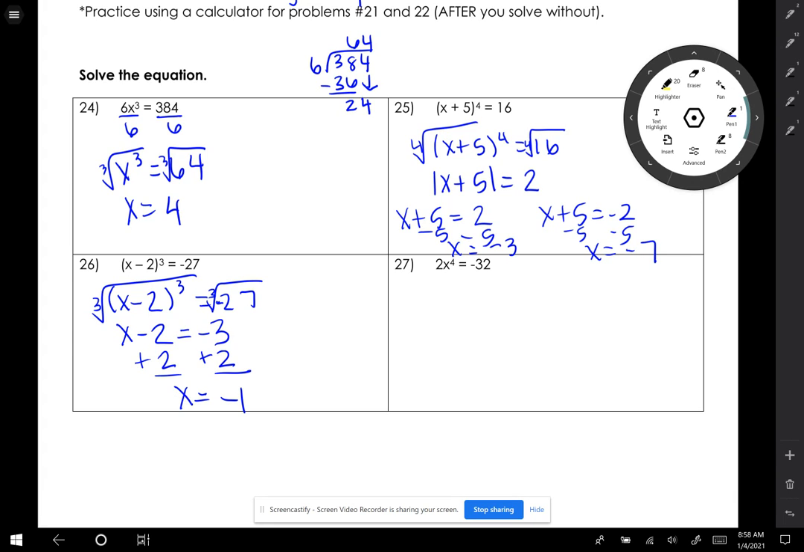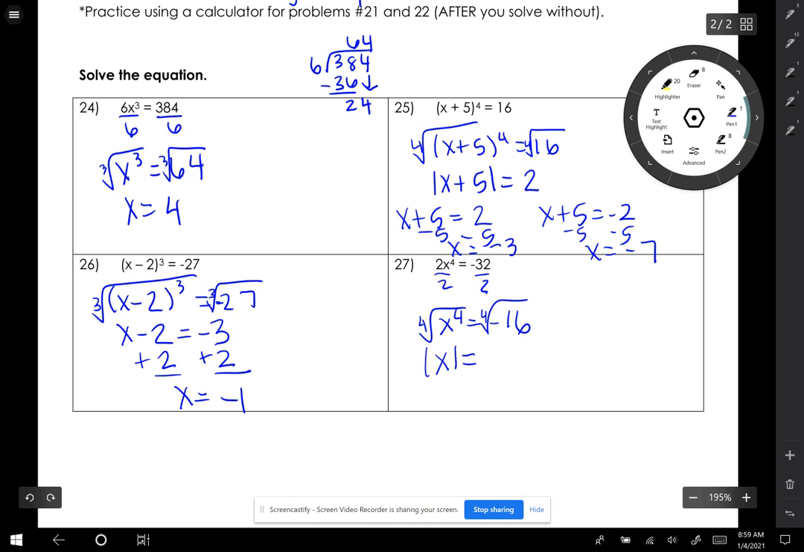For number 27, we have 2x to the 4th equals negative 32. We do want to divide by 2 first to get x to the 4th equals negative 16. Then we would want to take the 4th root of both sides to get x alone. However, we have the 4th root of a negative number. And remember from the beginning of the notes, that has no real solution. So your answer here is no real solution.